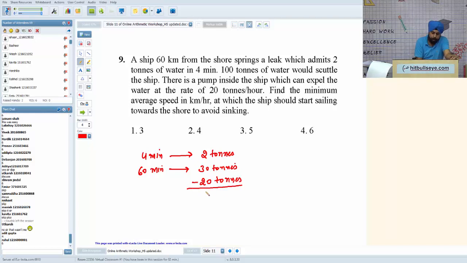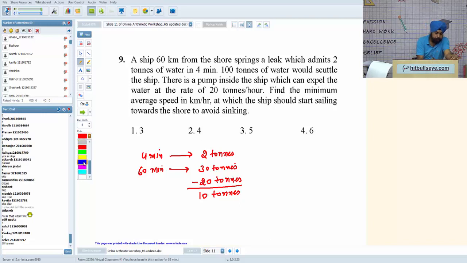So how much is being accumulated in the ship every hour? That becomes 10 tons. Now the question says that 100 tons will make the ship sink. So how much time will it take to get 100 tons at the rate of 10 tons per hour? It will need 10 hours. So this means within those 10 hours, the ship should try to reach the shore.